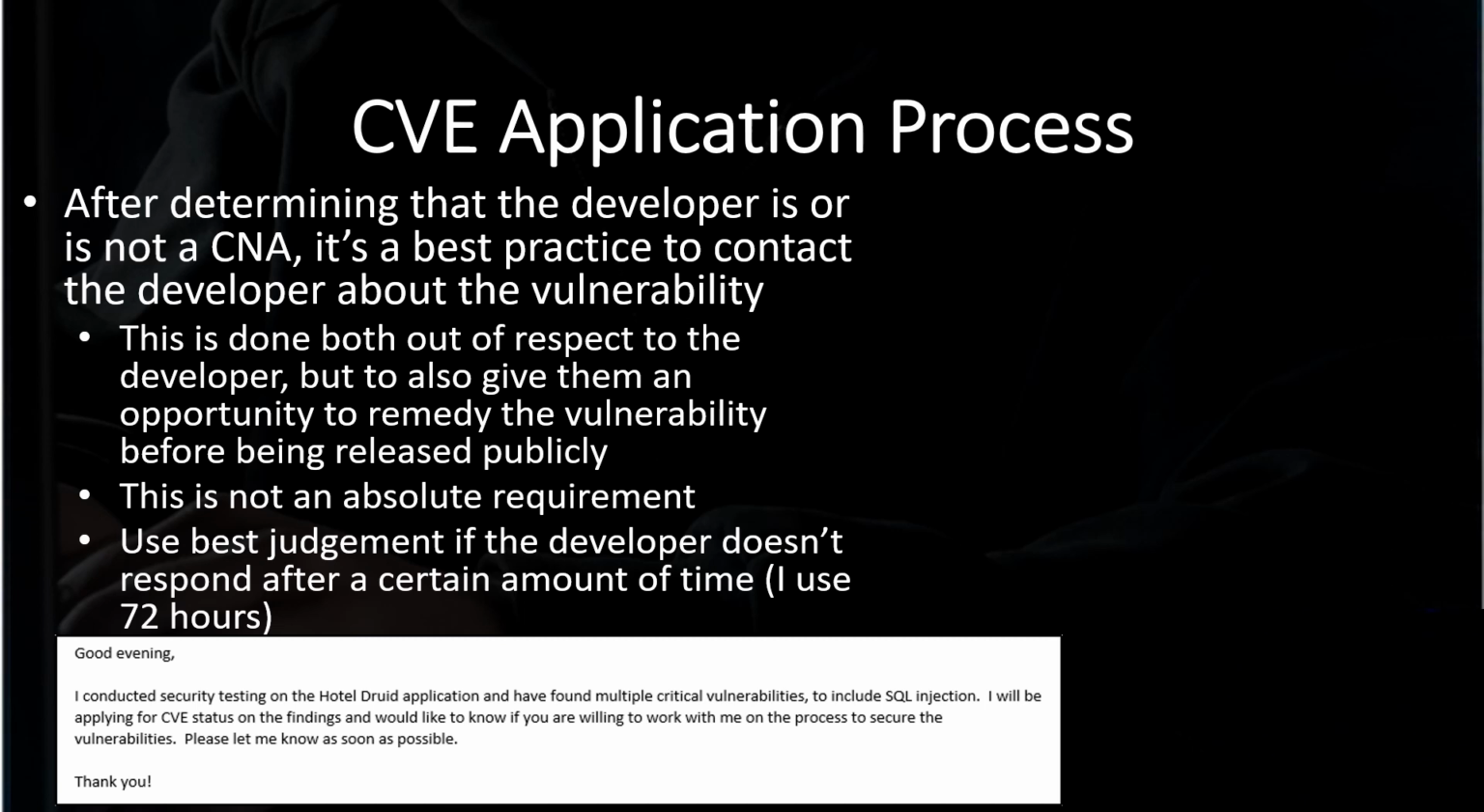And then it's a best practice to contact the developer about the vulnerability. We do this out of respect to the developer, but to also give them an opportunity to remedy the vulnerability before we make it public, right? So if it's a lesser used application, it might not have a whole lot of ramifications if you release it without talking to them. But if you did something and you release the vulnerability in, say, iOS or Windows without going through the CVE process, it could really, really affect infrastructure. So in this case, both of those companies are CNAs. But if we just release things into the wild, then we have a whole other problem that we look at.